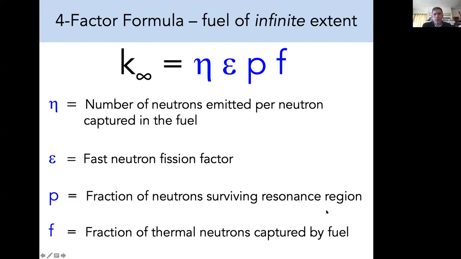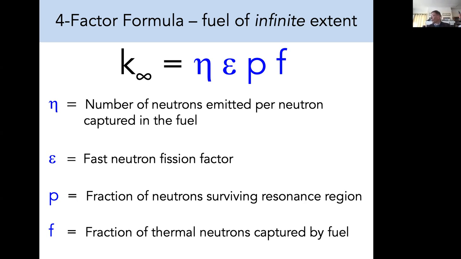Okay, so in the case of infinite fuel, we'll actually develop the intuition for this right here. We start with a number of neutrons. Let's start with one neutron. After it is emitted, there is the number of neutrons emitted per neutron captured in the fuel.